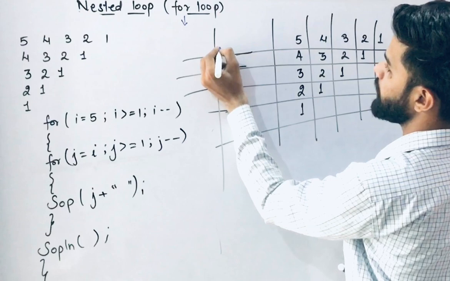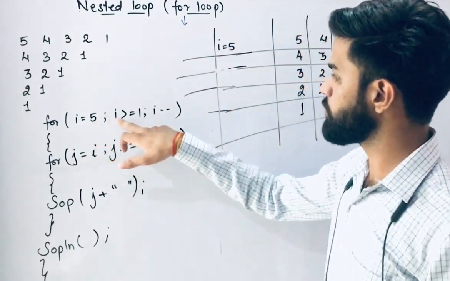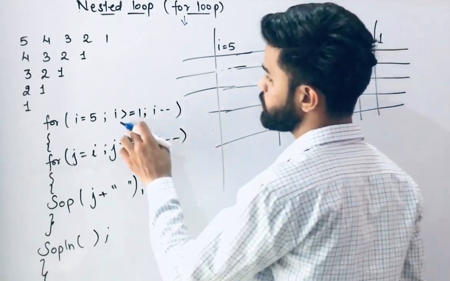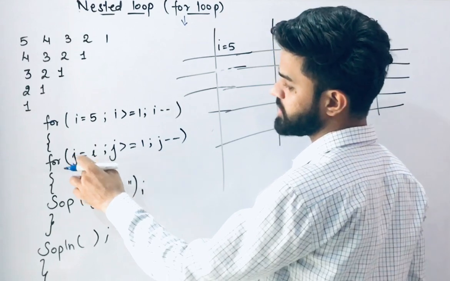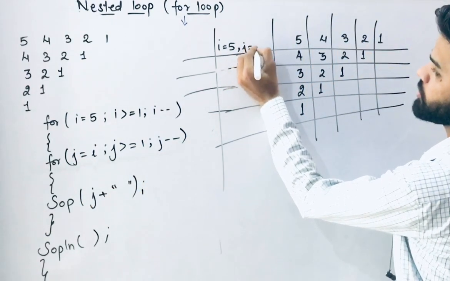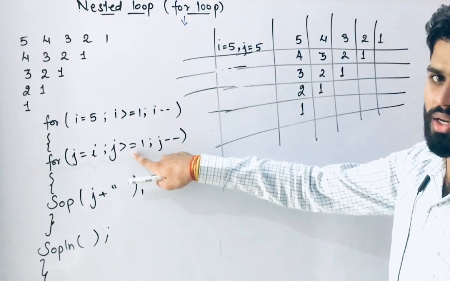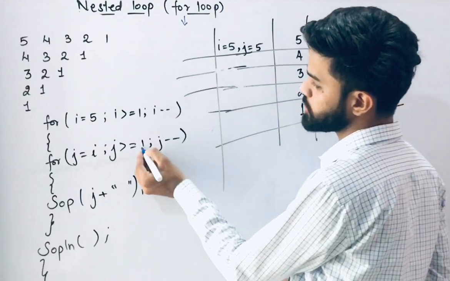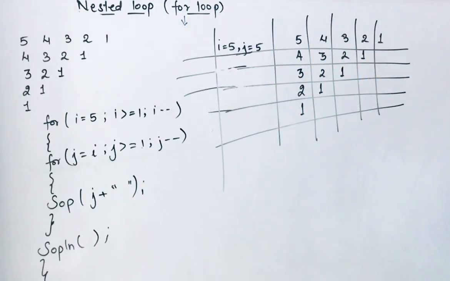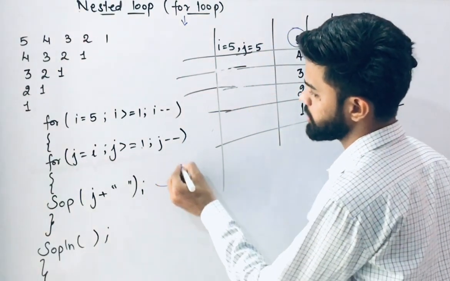We can see here I equal to 5. Now 5 is greater than or equal to 1. Condition is true. So if the condition is true, then it enters the curly bracket where j equals I. Now j equals 5. Now 5 is greater than or equal to 1. Condition is true. And if the condition is true, then it prints j. Now what is the value of j? At this time j equals 5. Then it prints 5. And then it comes here.